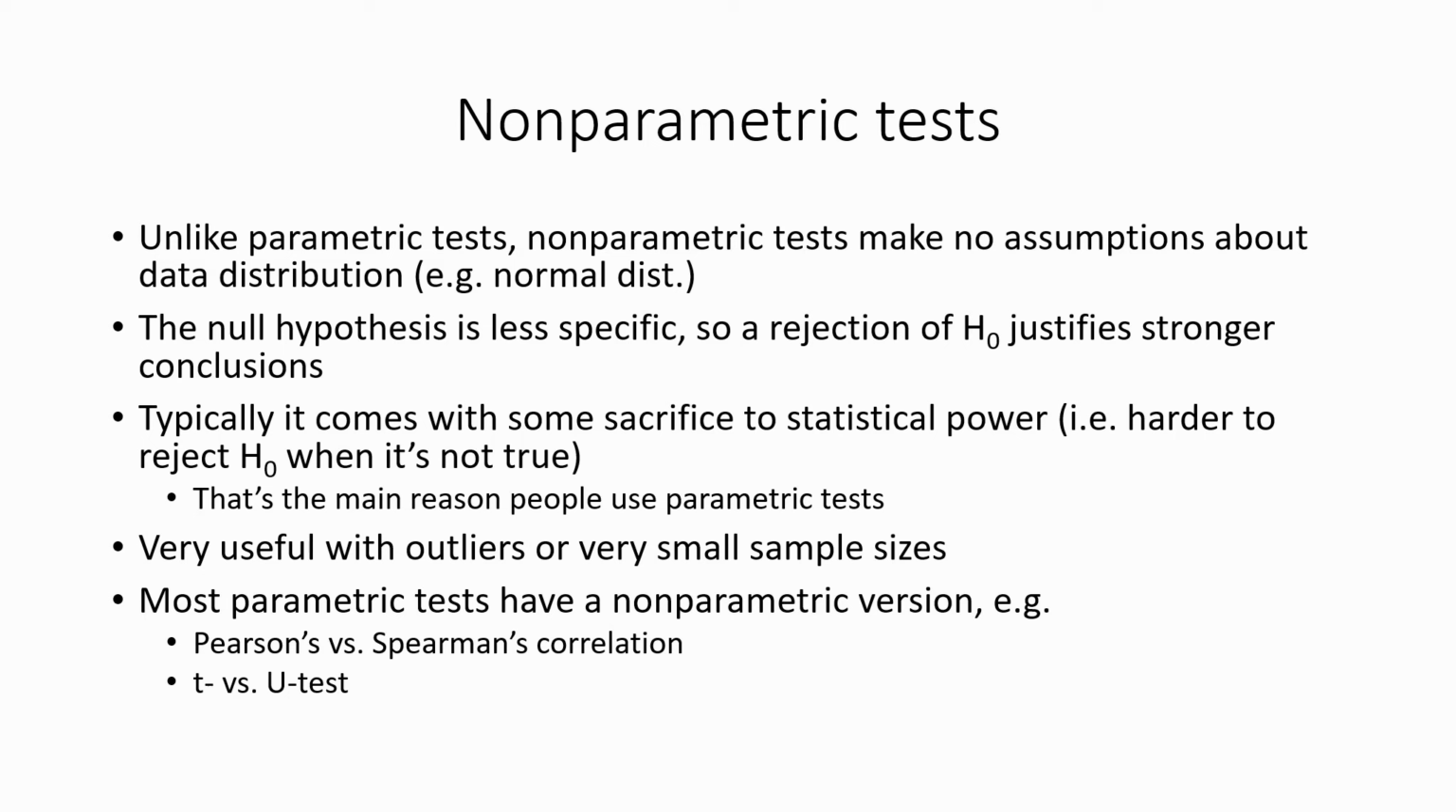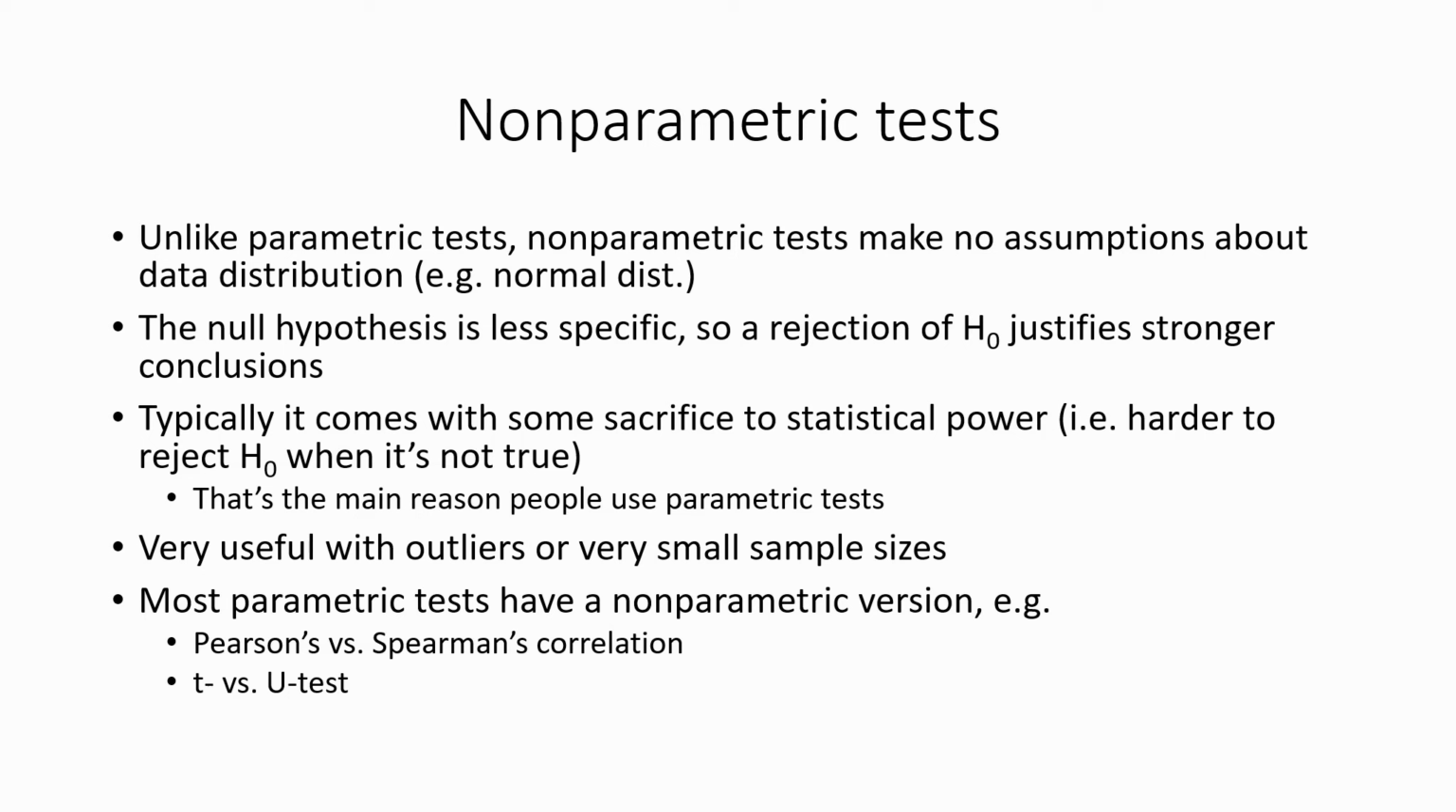However, it typically comes with some sacrifice to statistical power. By statistical power, I mean that it's harder to reject a null hypothesis even when it's not true. Even when you should reject it, it's harder to reject it. You need, I guess, more samples to do that. That's a penalty we pay for using non-parametric tests, and that's, I think, the main reason why people still use parametric tests, because very often statistical power is crucial, and it's not that easy to come up with more samples, so people are not willing to give up on their statistical power so easily.